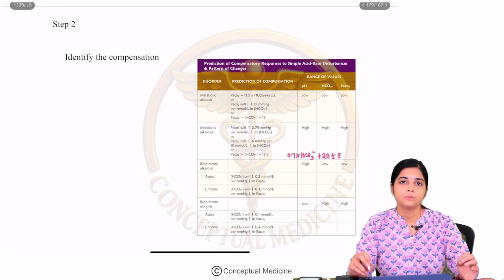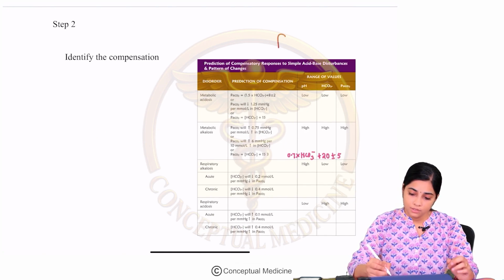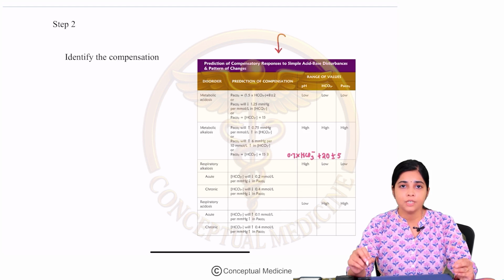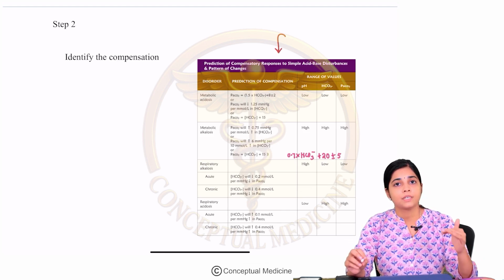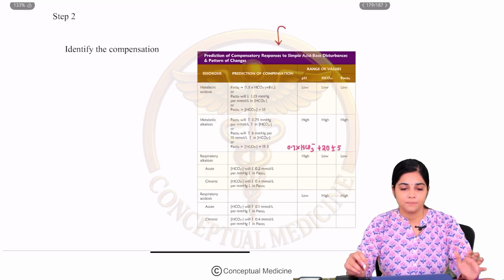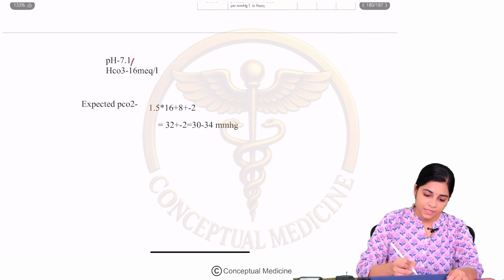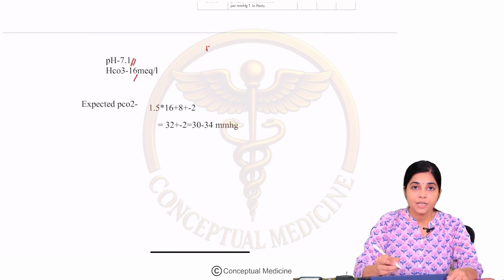Now step 2 will be to identify the compensation. This table we have already discussed in your basics in the approach to ABG. You can go through that once more; this is just for reference. We will be looking at some numericals to help you understand the compensatory mechanisms. So let us look at the first example. Here the pH is 7.1 and the bicarb is 16. So what do you think is the primary disorder?